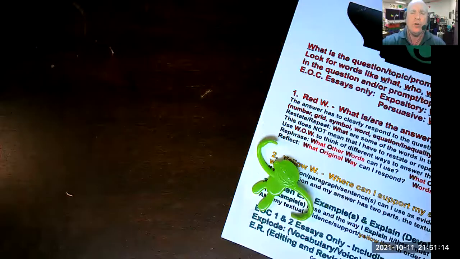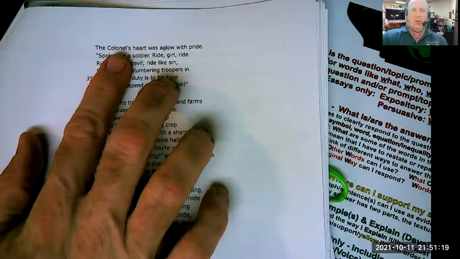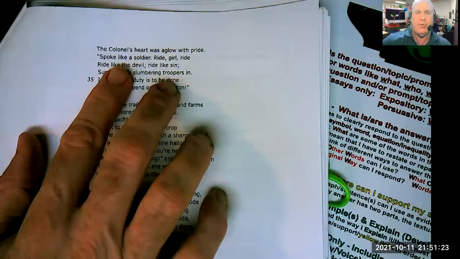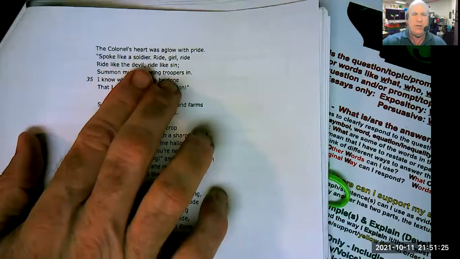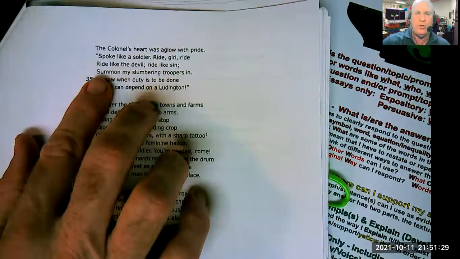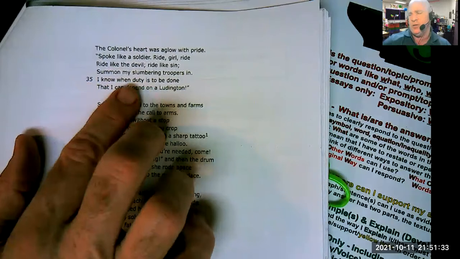The colonel's heart was aglow with pride. "Spoke like a soldier, ride, girl, ride. Ride with the devil, ride like sin. Summon my slumbering troopers in. I know when duty is to be done, that I can depend on a Ludington."